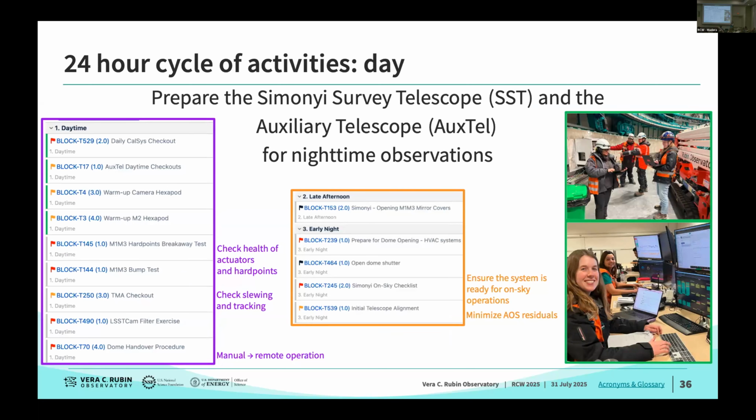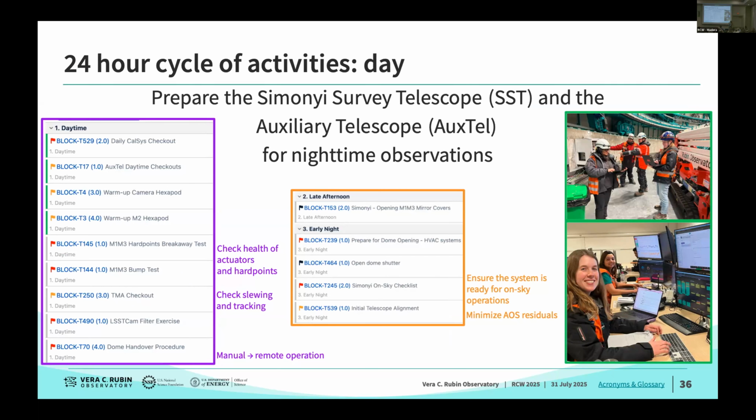So we are really busy almost 24 hours a day, 7 days a week at the observatory. And the goal of the daytime activities is to prepare both the Simonyi Survey Telescope as well as the Auxiliary Telescope, or AuxTel, that sits on Calibration Hill right next door, for nighttime observations. So here in purple, I'm just showing some of the daytime tasks that we're responsible for.